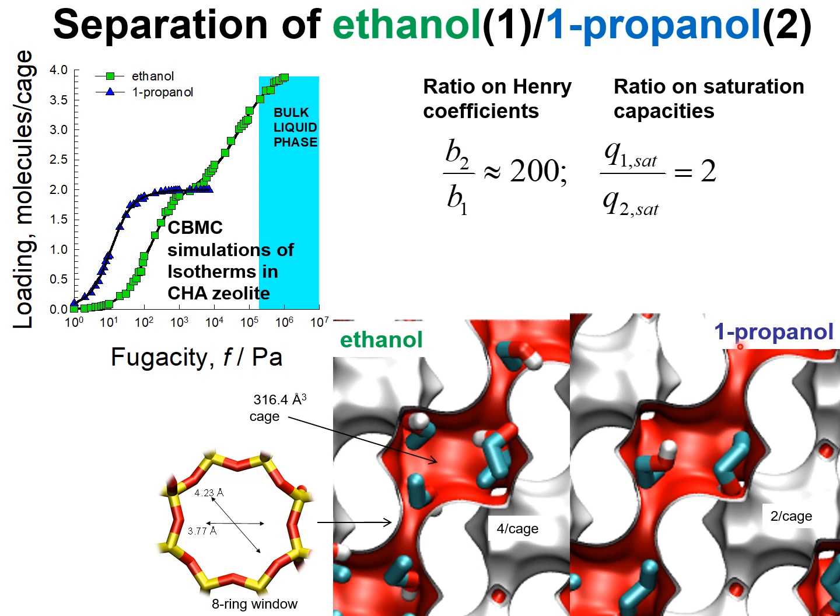1-propanol is a slightly larger molecule, and at saturation it is only possible to accommodate 2 molecules per cage. This is the unary isotherm for 1-propanol. 1-propanol, being the longer chain molecule, has the stronger binding constants. Indeed, the ratio of the binding constant for propanol, B2, to that of ethanol, B1, is about 200, whereas the saturation capacity is higher for ethanol by a factor 2.